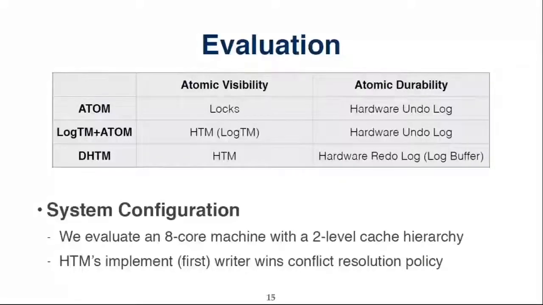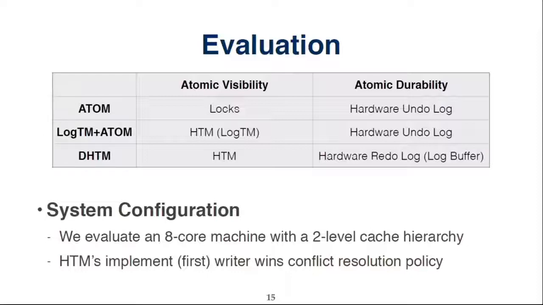So let us see how DHTM performs relative to existing solutions. We compare DHTM with Atom, which is a state-of-the-art mechanism for supporting atomic durability, which uses hardware undo log for atomic durability and locks for atomic software locking for atomic visibility. We also compare DHTM with a combination of two existing proposals, which is an unbounded HTM design log-TM along with Atom, which provides atomic durability.